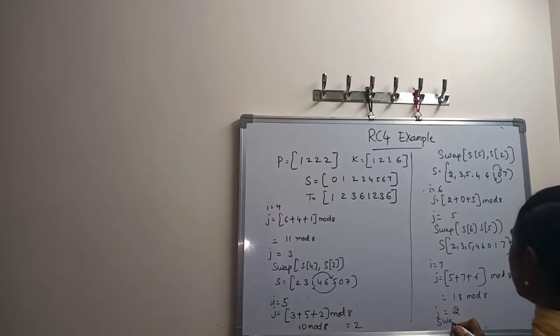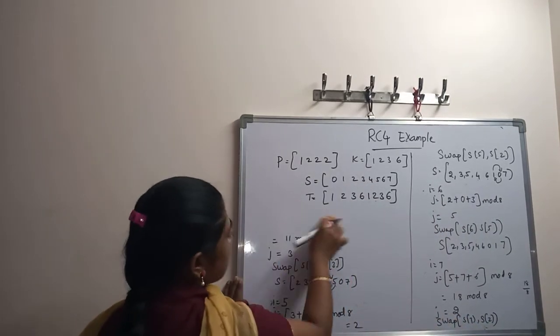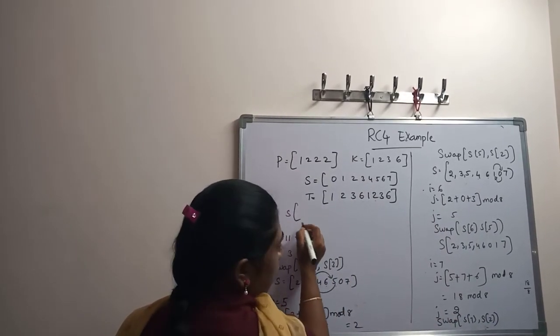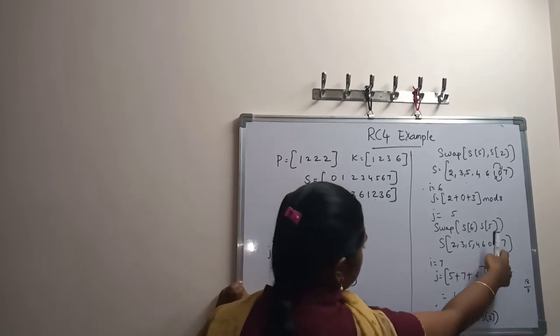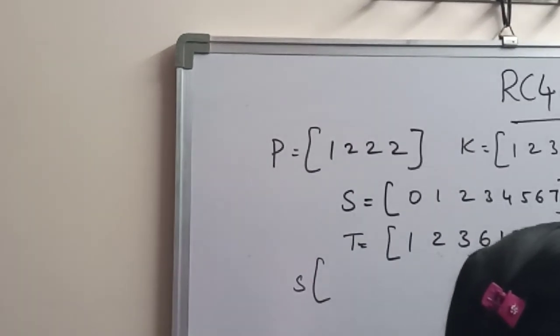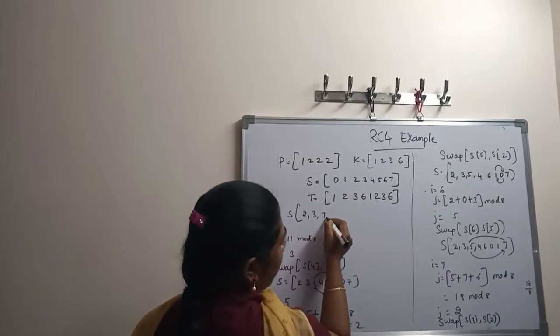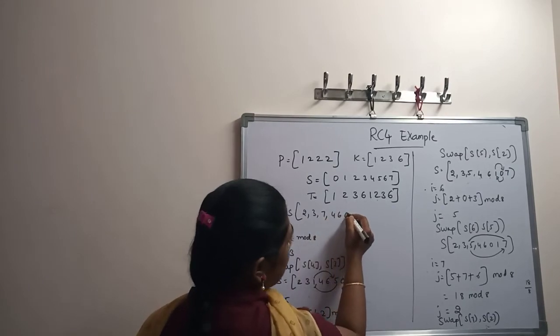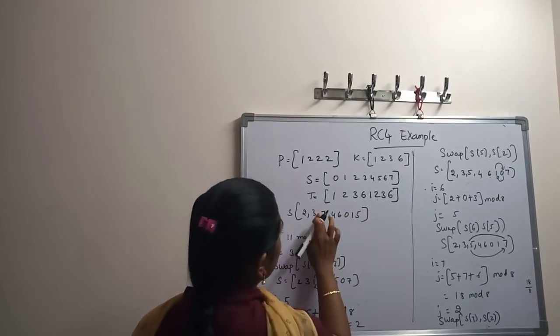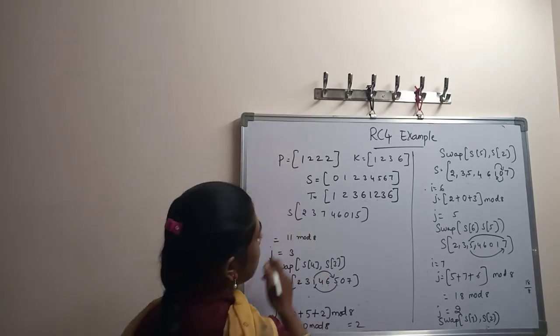Now swap the values. Swap of s of 7 comma s of 2. So you are going to get the vector s as follows. s of 7 is 7 over here. And what is the 2 value? 5. So we are going to get 2, 3, 7, 4, 6, 0, 1, 5. So these are the values that we are going to get once the swapping, the initial permutation, is performed.